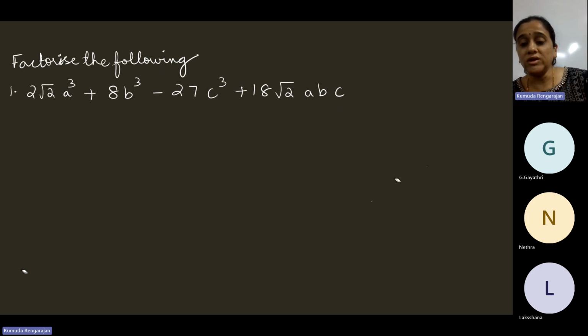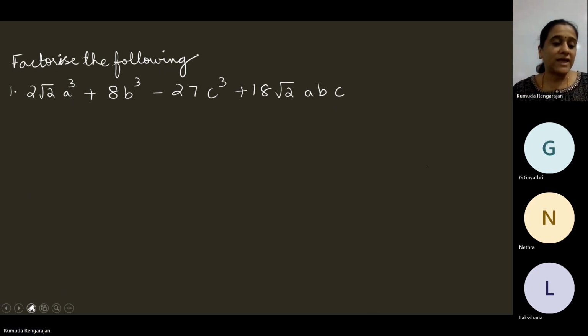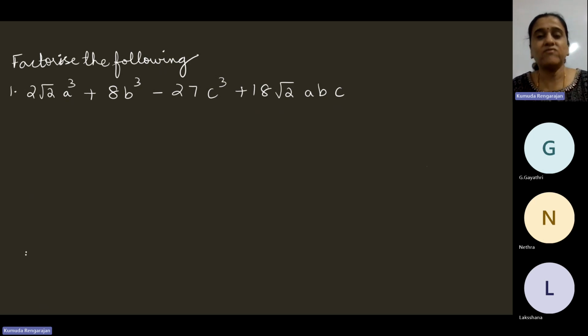Now there is only one identity that can help us factorize this expression. Of all the identities we know, there's only one identity whose LHS or RHS has 4 terms, of which 3 terms are perfect cubes. Rahul, tell me the identity.